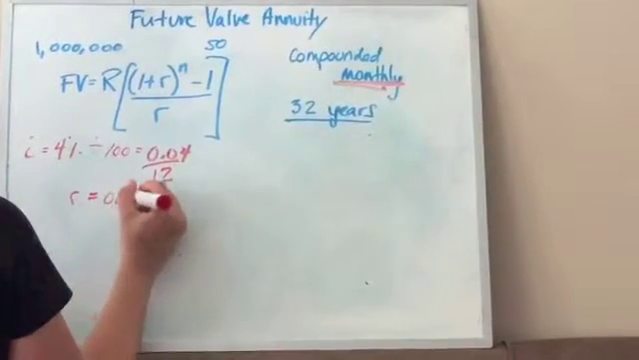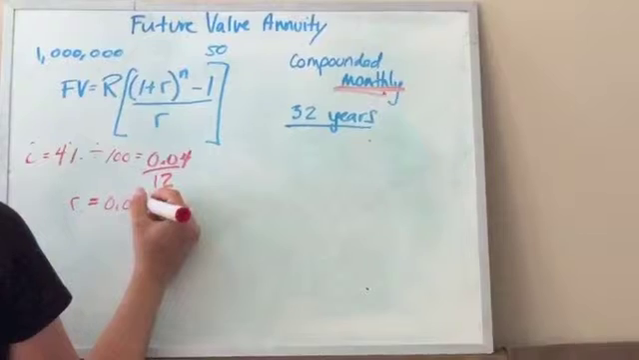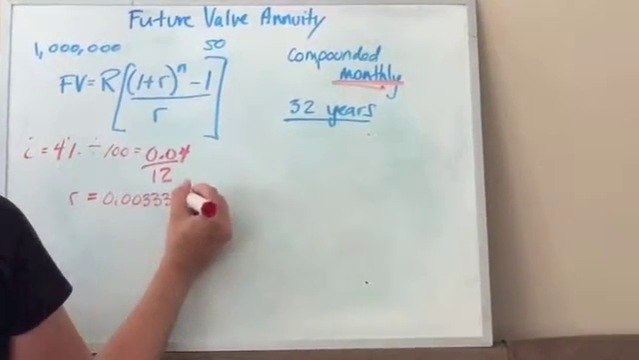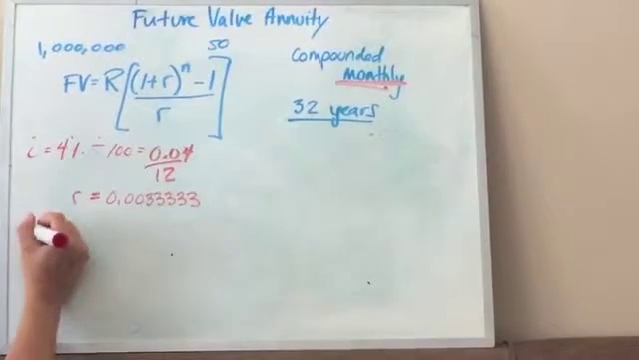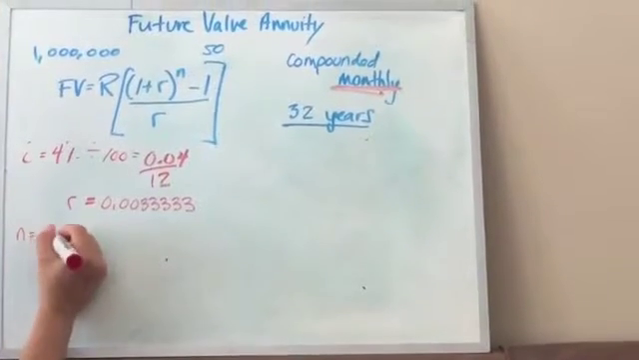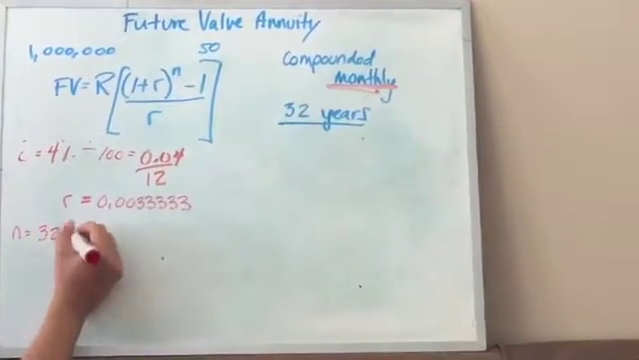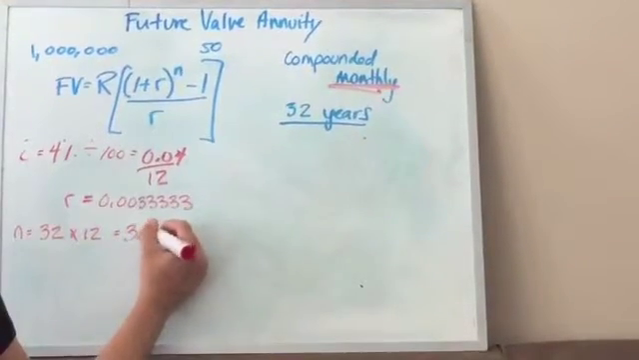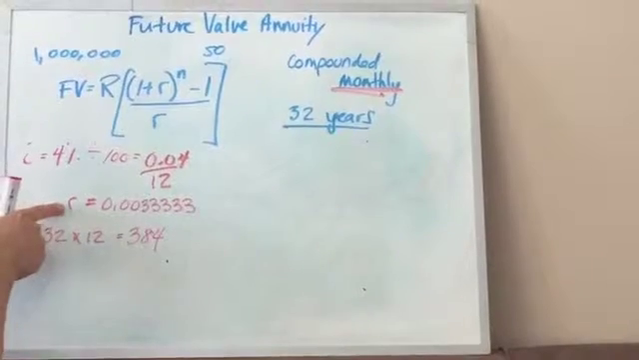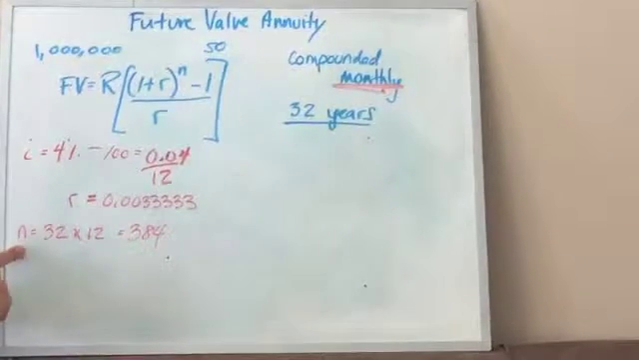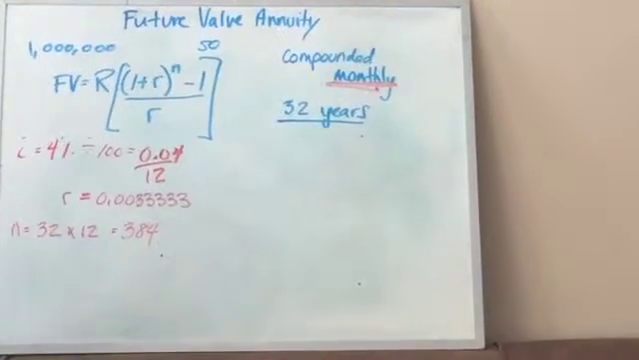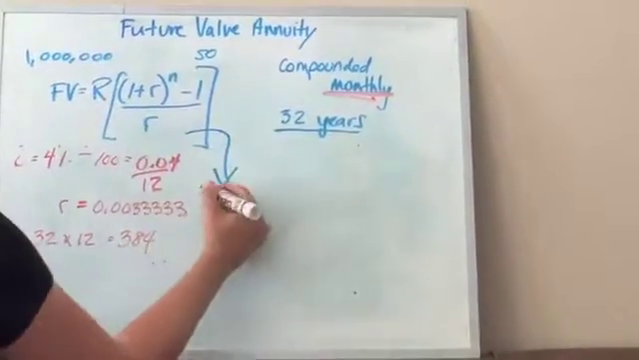I take my interest and divide it by 100, making it a decimal. We then divide by 12, the compounding period, and we get 0.00333333. To find n, we take the number of years and multiply it by the compounding period, and we get 384. R being the rate per period, and n being the number of payments. Now let's fill in all the known values of our formula.